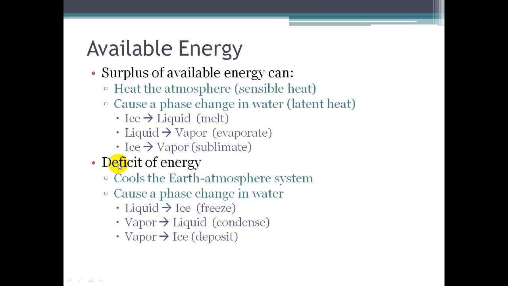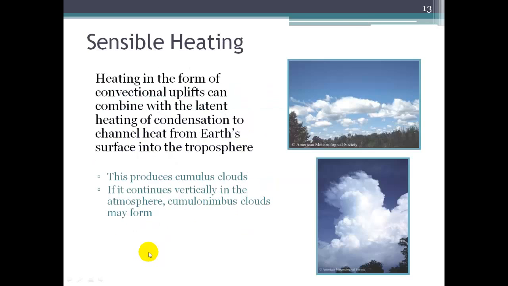And then if we have a deficit of energy in our net available energy, a deficit of sensible heat, and so things cool off, the phase change in water can still happen, because going in these directions, from liquid, say, to ice for freezing, it gives off latent heat. So for vapor to become a liquid through the process of condensation gives off latent heat, and so on.